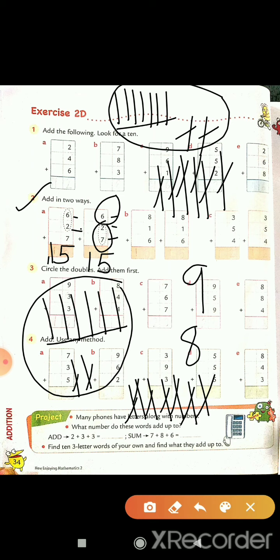Got it, students? So both the numbers are the same, 6, 2 and 7. If you add in any order, the answer is not going to change. Clear, students?